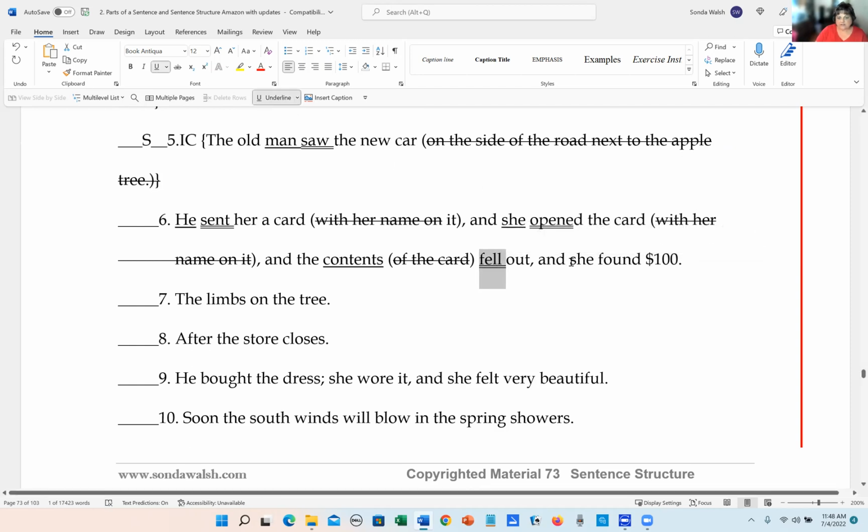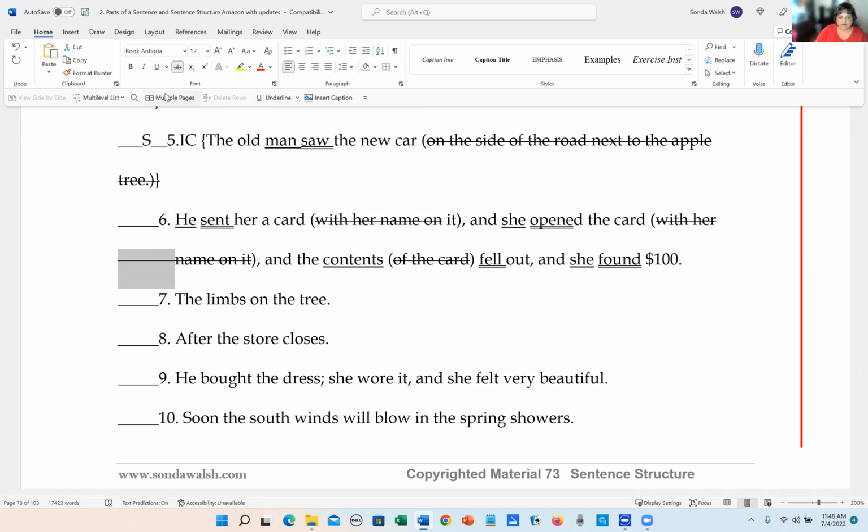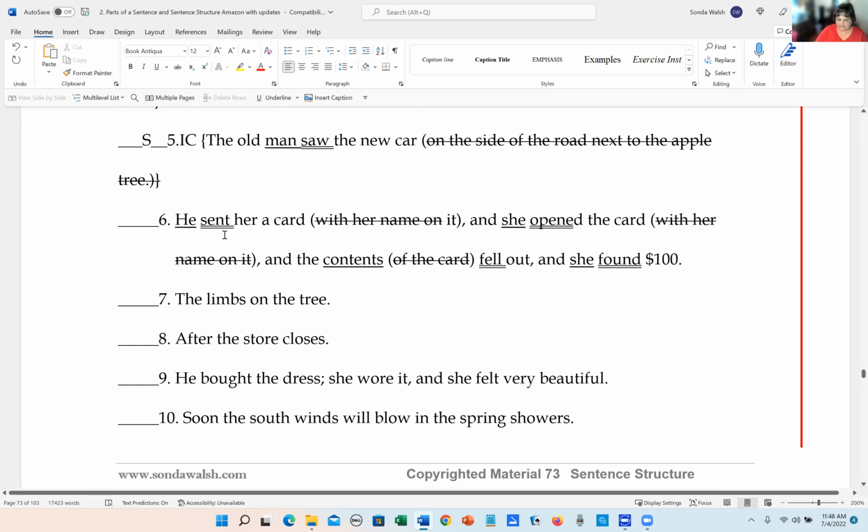And she is a subject. And found is a verb. Okay, now I want to put brackets around everything. So I'm going to go ahead and go to the first and the last and then figure it out. So I need one subject and verb.